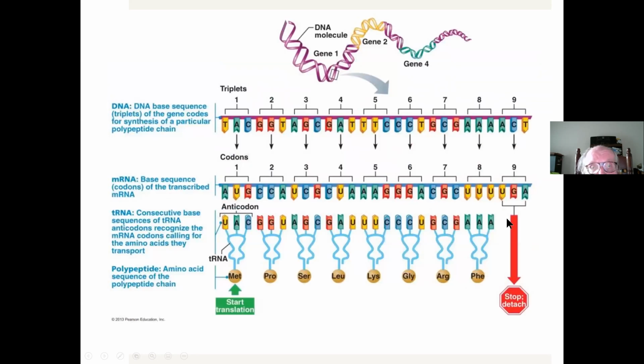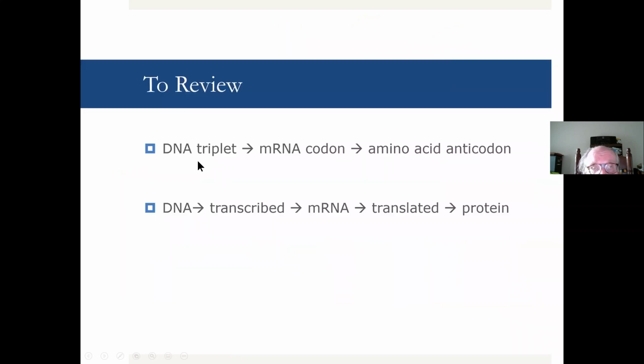This goes through an illustration of what the DNA sequence was and what the mRNA sequence is. So this is the triplets, this is the codon, this is the anticodon. This would be a similar thing that you might get on the short answer question. You might have 6 base pairs, just 2 triplets, and they would ask you what the codons were and what the anticodons were. The DNA triplet goes to an mRNA codon, goes to an amino acid anticodon. DNA is transcribed into mRNA, which is translated to protein.